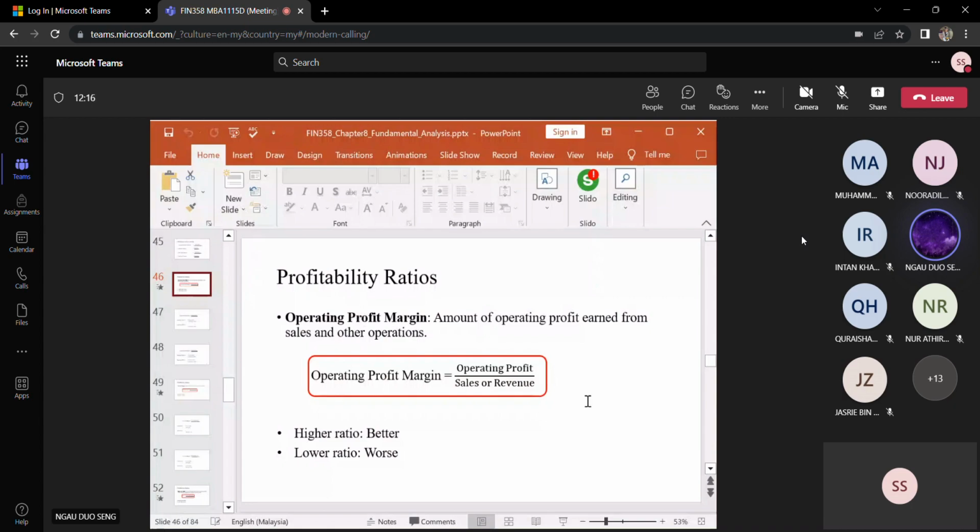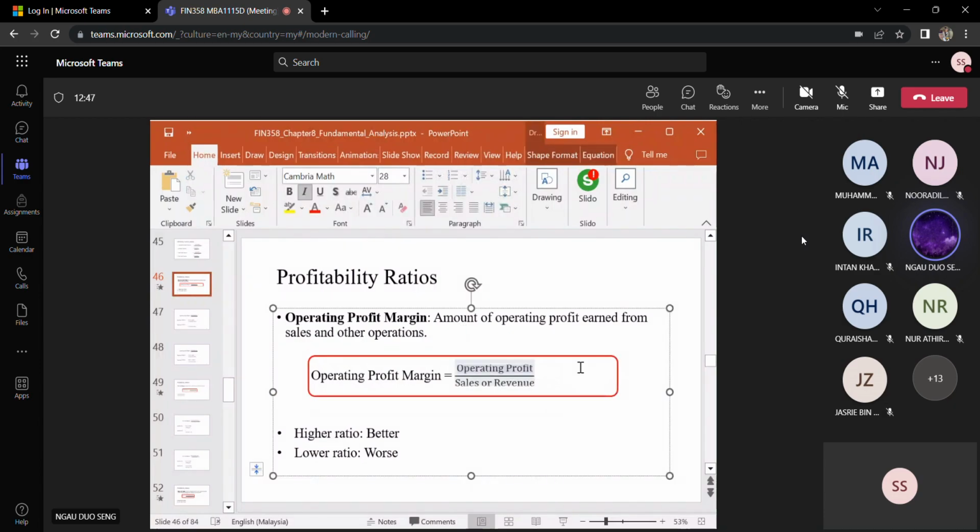So prepare the income statement dengan balance sheet lah. We are going to calculate this one. So first thing, kita ada operating profit margin. So amount of operating profit earned from sales and other operation. Alright, so we have formula operating profit atau kita panggil dia EBIT. Operating profit lah. Sometimes kita also call it EBIT.